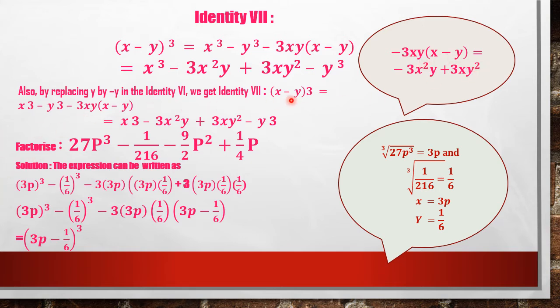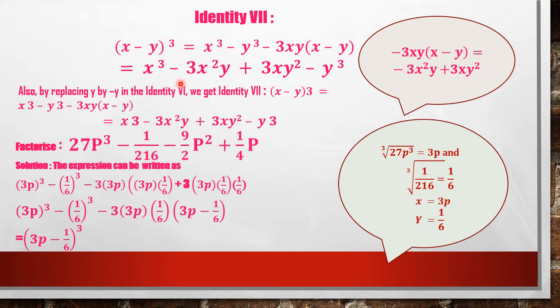Even you can get this identity from identity 6 by replacing y with minus y. Wherever there was y in identity 6, you can use minus y. You will again arrive at the same result. At present, we are taking a particular sum using the second expression, the second expanded form.